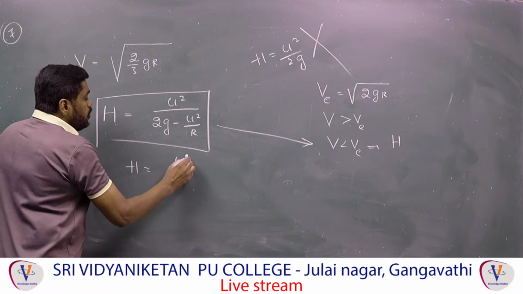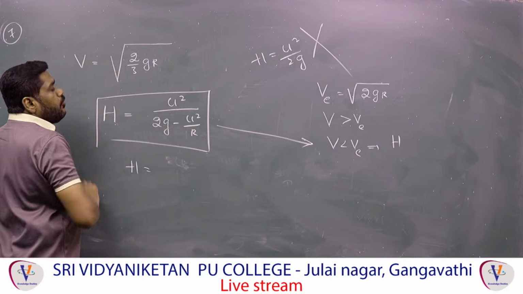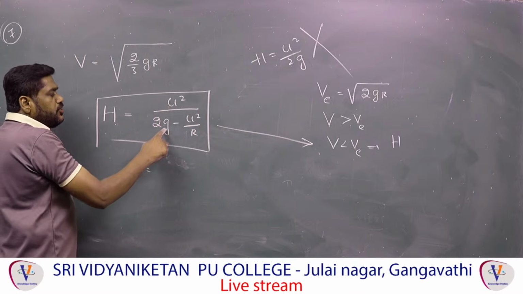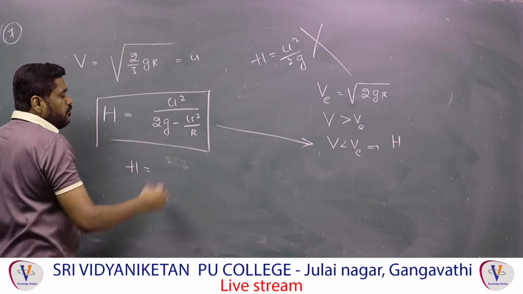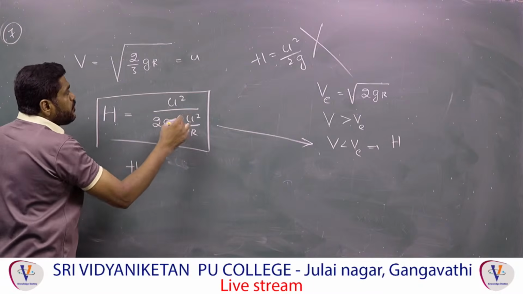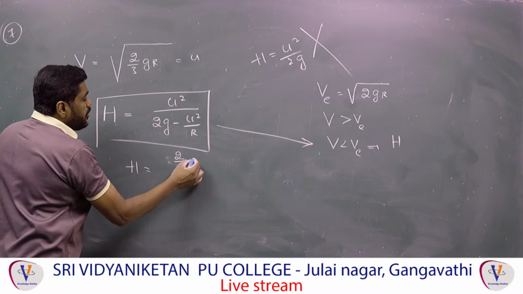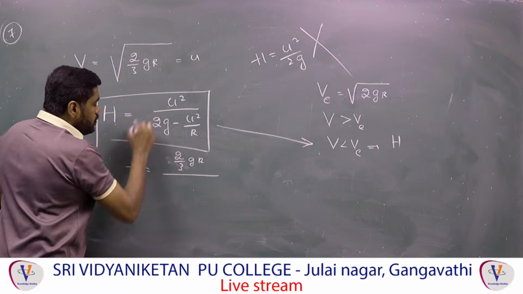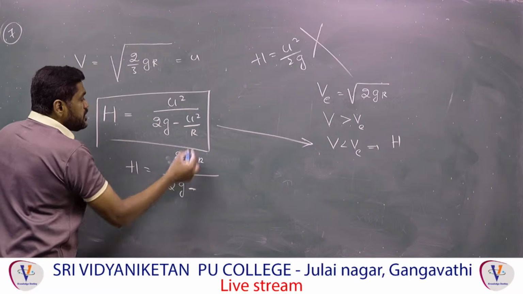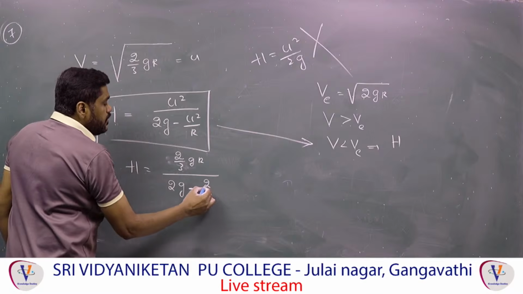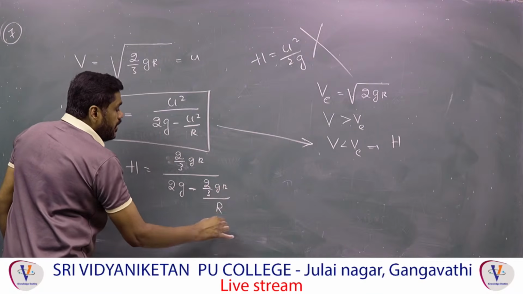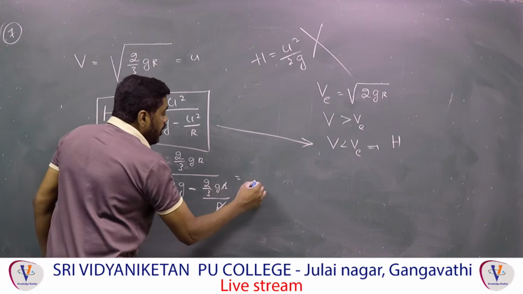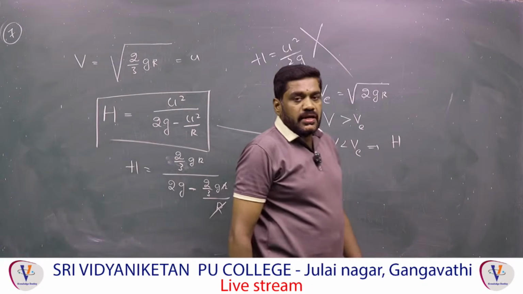H is equal to, so U value nothing but V value only, or you can take V square by 2G minus V square by R. This you can take U also. If you substitute there, what answer can you get? So U square means what? 2 by 3 GR, so 2G minus U square by R means what? 2 by 3 GR by R only. This R R cancels, and after that you can simplify, you will get the answer for that.